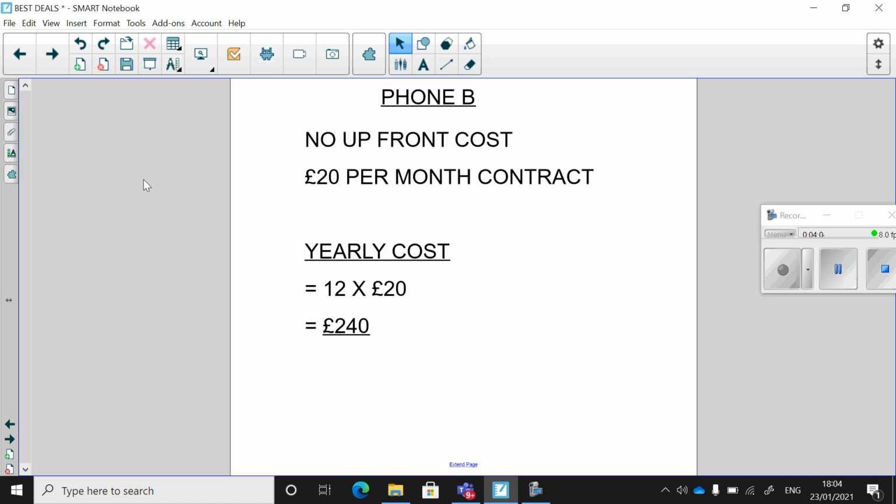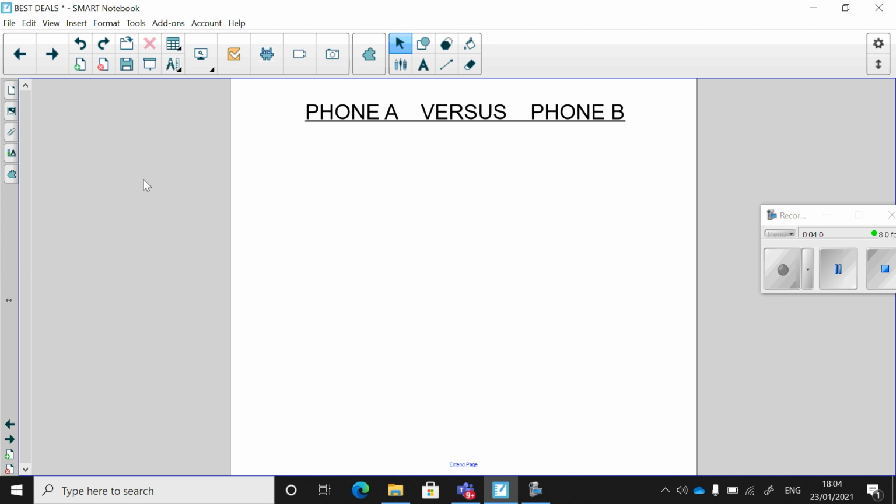Well, if you can afford it. So we're going to have a little comparison here. Phone A versus phone B. 170 versus 240. You might think 170 versus 240 is fine for you. That's okay. But the thing is, with phone A, you had to have £50 up front and also a £10 for the first month contract. That's £60.